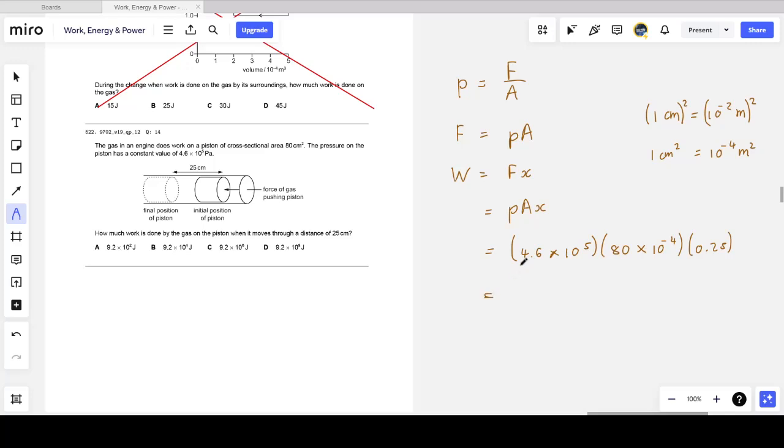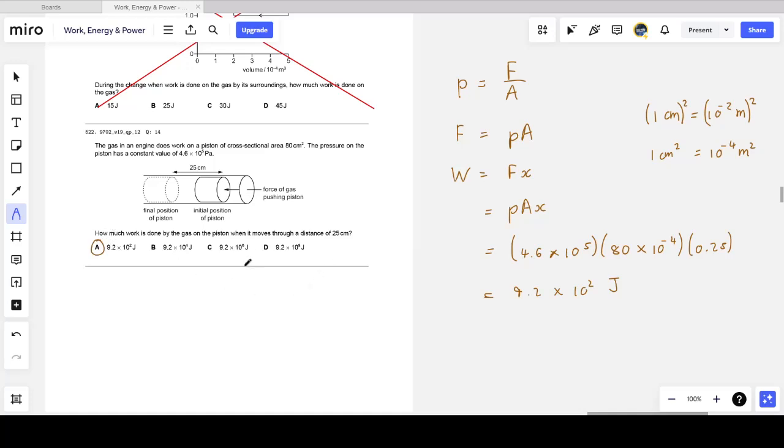So having done the correct conversion, I should find the work done to be 9.2 times 10 to the power 2 joules, 920 joules. And this corresponds with option A, 920 joules, 9.2 times 10 to the power 2 joules.